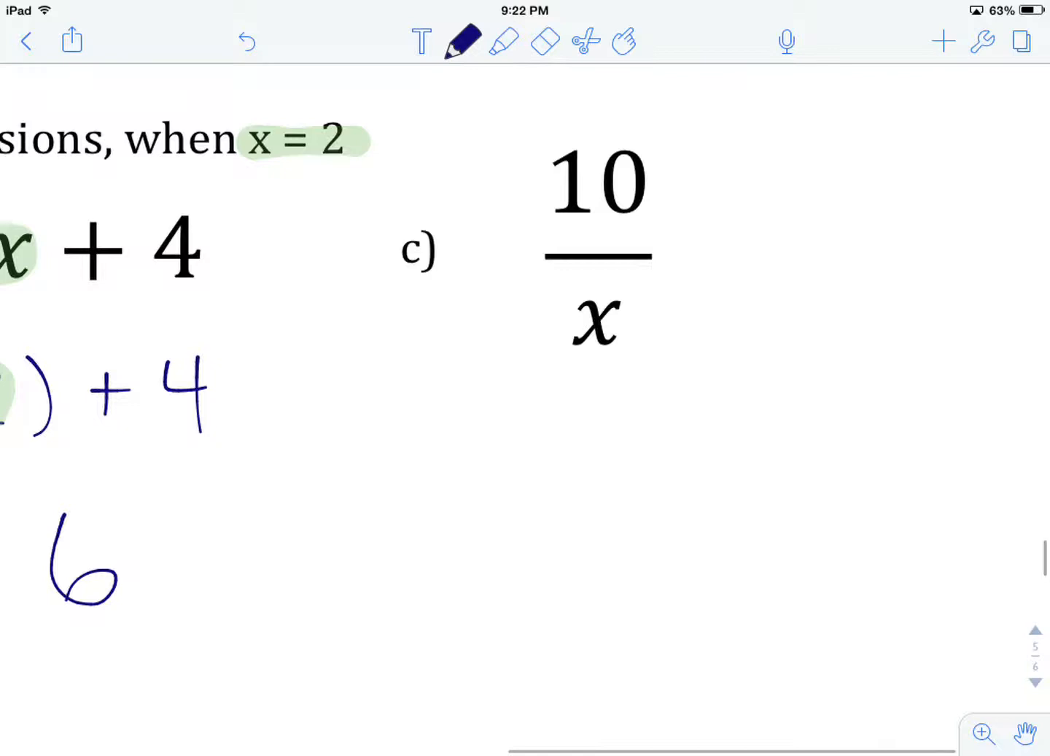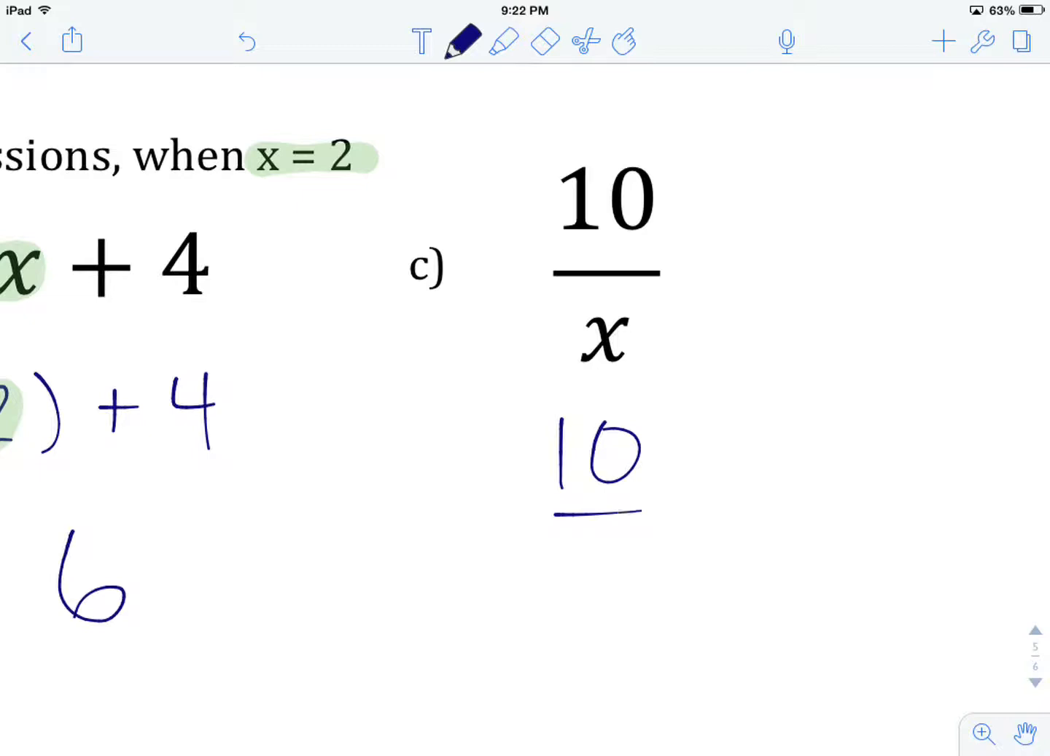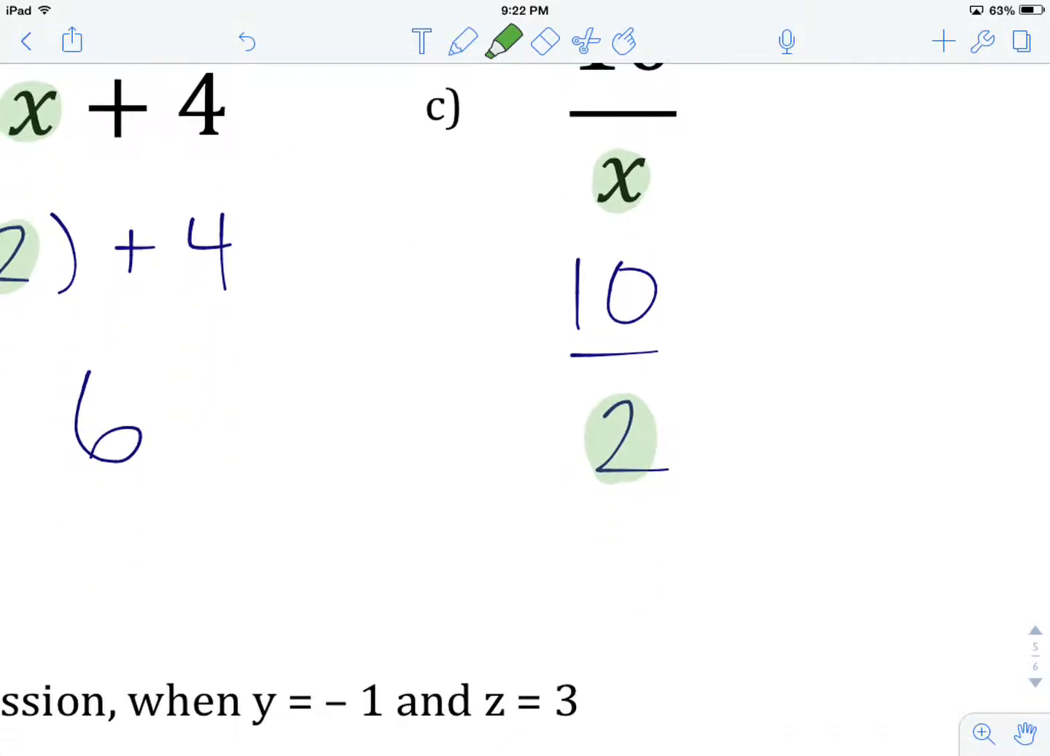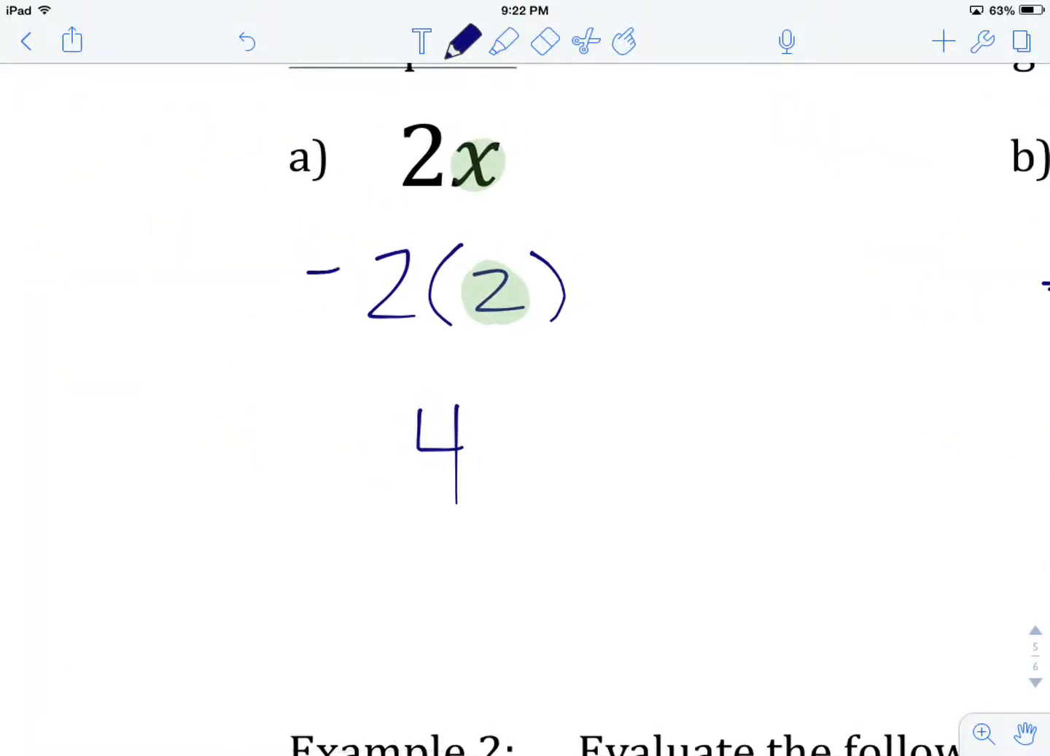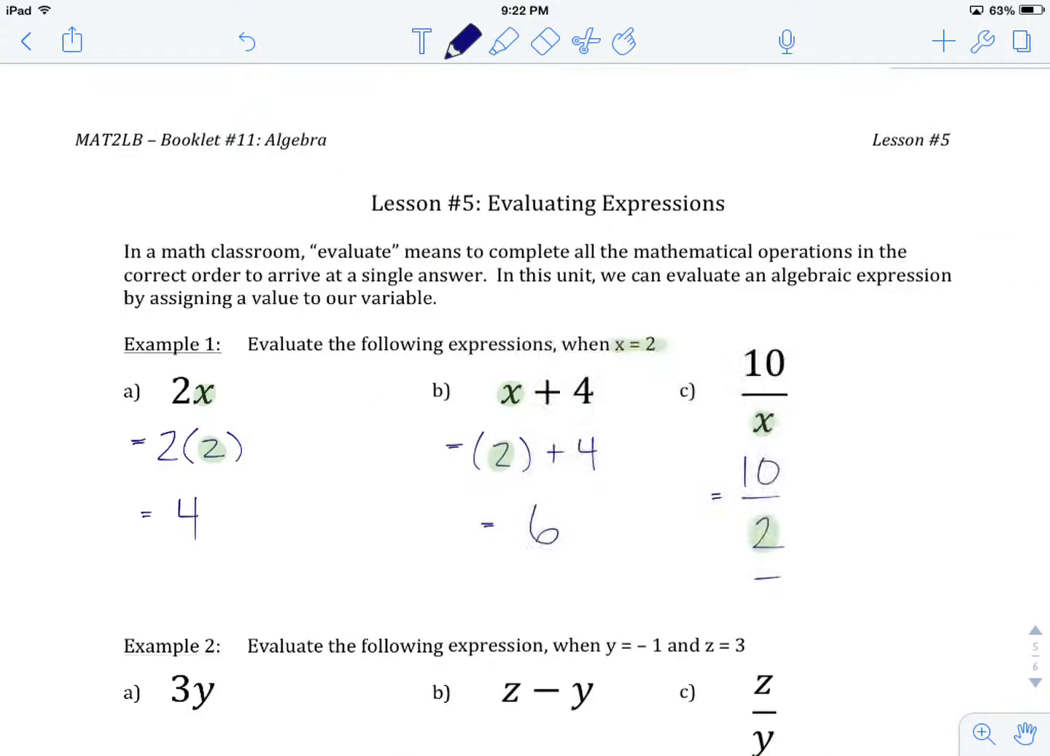Let's have a look at the last example. 10 over x, again when x equals 2, so I'm going to write this as 10 over, and instead of x this time I'm going to write a 2, just as the instruction says I should, and 10 divided by 2 is going to give me 5. I'm going to put some equal signs in here just because I feel like it today. So there's some equal signs, and I'll go back and put them in over here as well. Alright, so there is our first example, including A, B, and C for substitution of x equals 2 into the expressions and then evaluating. Let's have a look at example number 2.